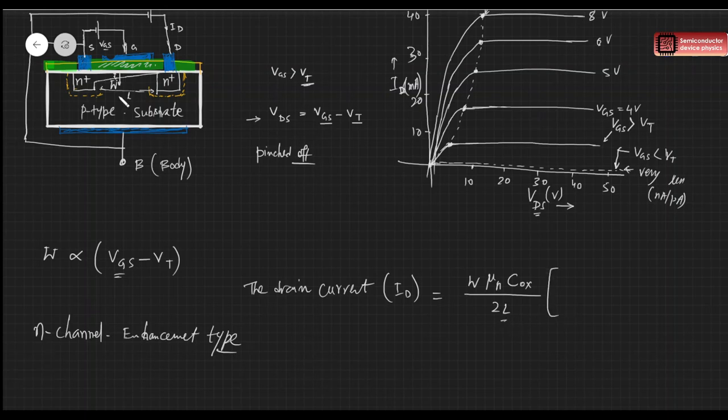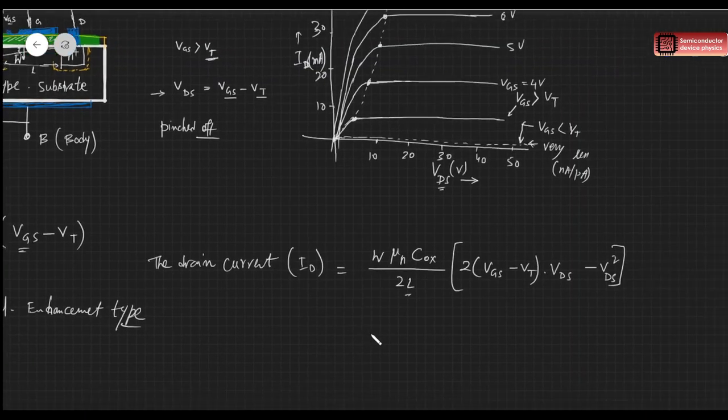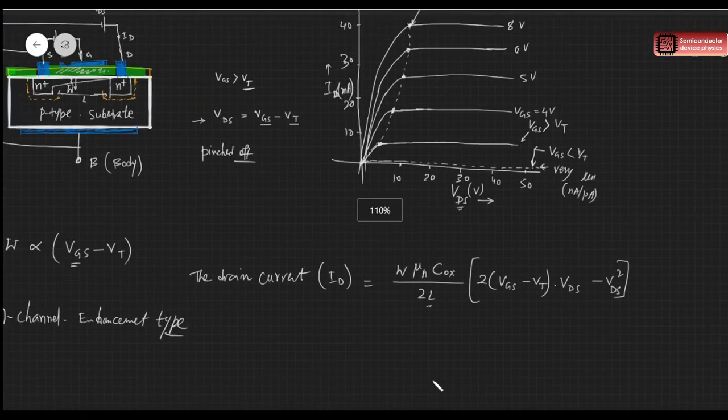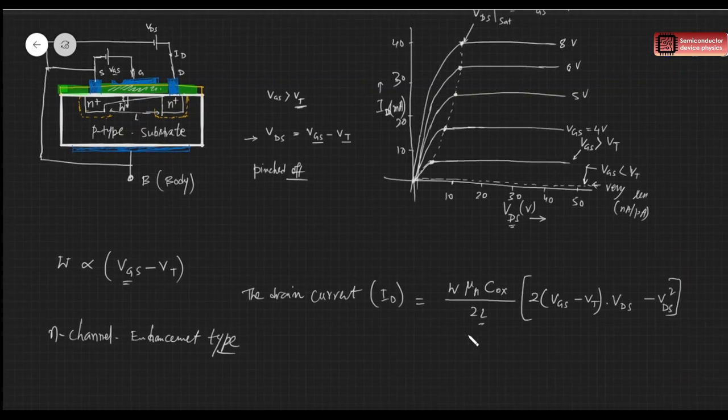So L is this length between the source and the drain, and twice VGS minus VT into VDS minus VDS square. So the drain current follows this relation. You can see that qualitatively we'll understand this. We're not going to derive this formula here.